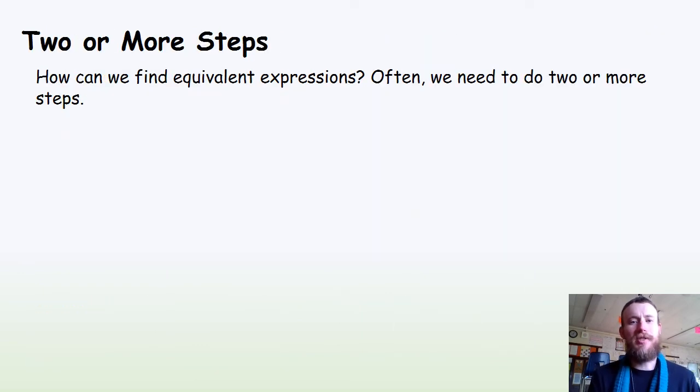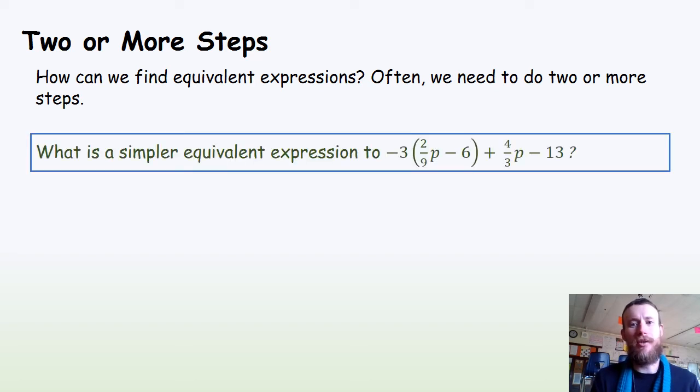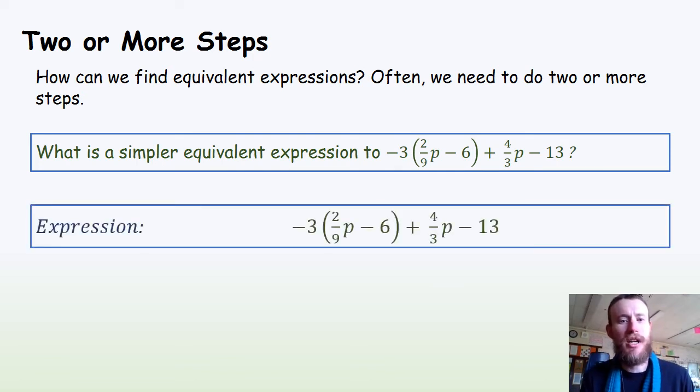Then 2 or more steps. Sometimes we got to do a lot of work to find equivalent expressions. So you look at this expression, right? We got a lot going on. -3 times 2/9 of p minus 6. We got fractions adding 4/3 of p and then subtracting 13. So what can we do?